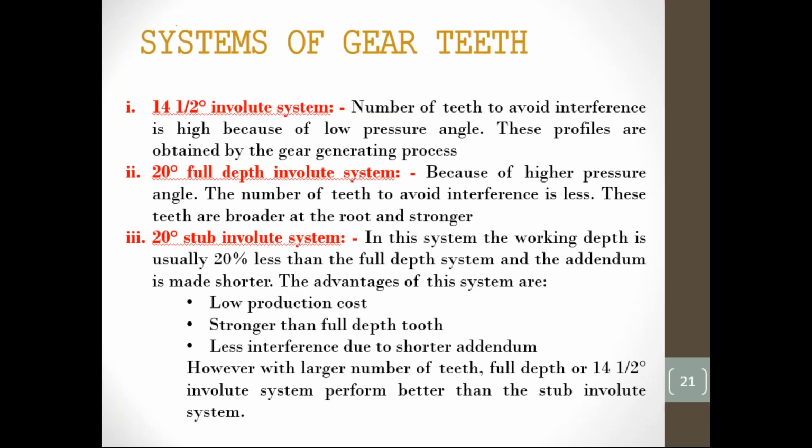And the last type of system is the 20 degree stub involute system. In this system, the working depth is usually 20% less than the full depth system, and the addendum is made shorter. The advantages of this system are low production cost, stronger than the full depth tooth, and less interference due to the shorter addendum. By comparing all these three, with a larger number of teeth, the full depth or 14.5 degree involute system performs better than the stub involute system.